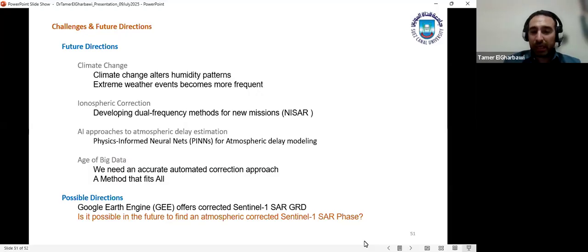For the Google Earth Engine, it currently offers a corrected Sentinel-1 SAR GRD ground range detected product. So is it possible in the future to provide a Sentinel-1 SAR phase corrected for atmospheric delay? Well, we are not sure about that, but if it happens, it will be a very nice thing.